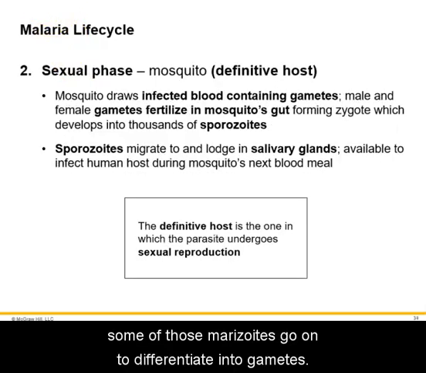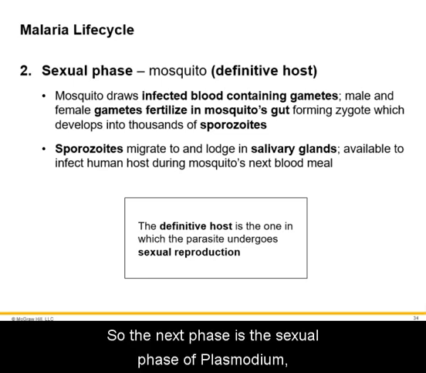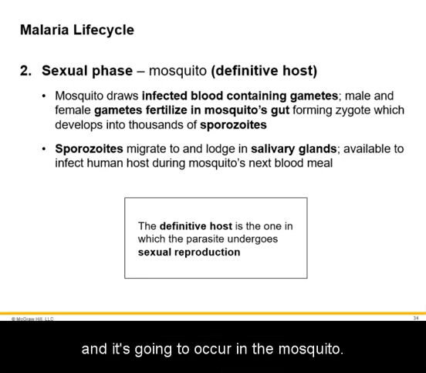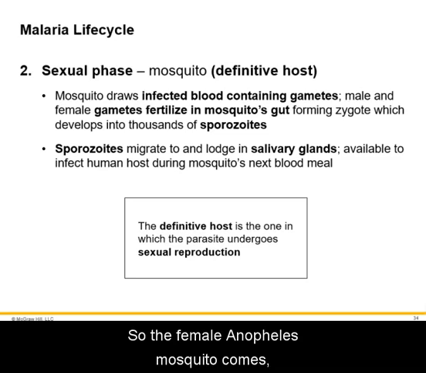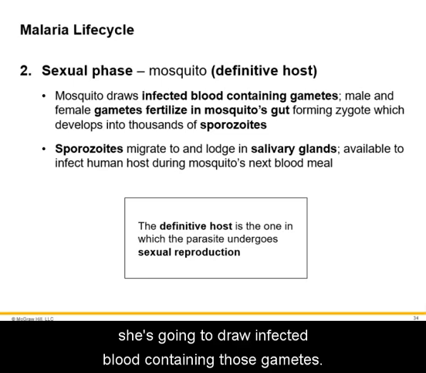Now remember, some of those merozoites go on to differentiate into gametes. So the next phase is the sexual phase of Plasmodium, and it occurs in the mosquito. The female Anopheles mosquito comes, takes a blood meal, and when she does that, she draws infected blood containing those gametes.